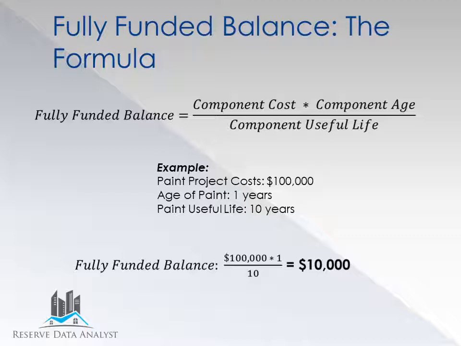So an example of this formula is we have a $100,000 paint project which is 1 year old and has a paint useful life of 10 years. So at the end of 10 years we're going to have to recoat the paint. In this scenario the formula is $100,000, that's the paint project cost, times 1 because it's 1 year old, divided by 10 because the useful life of the paint is 10 years. That equals $10,000. So the fully funded balance at the end of year 1 for this paint project is $10,000.